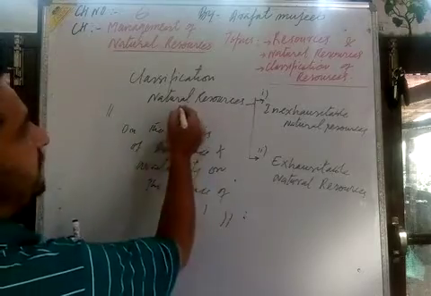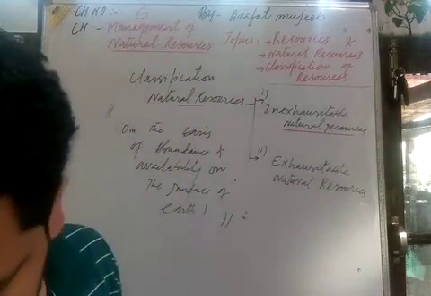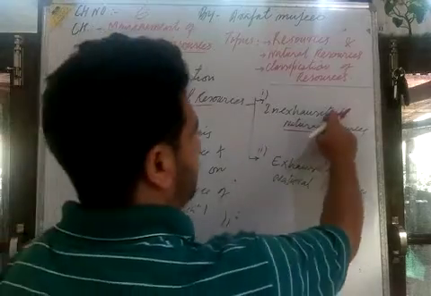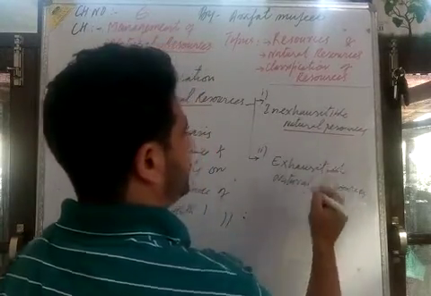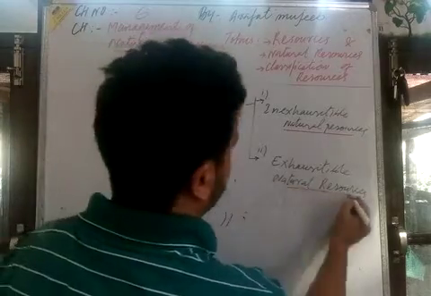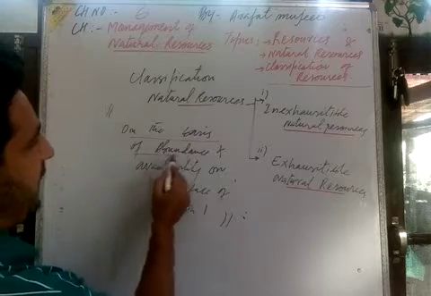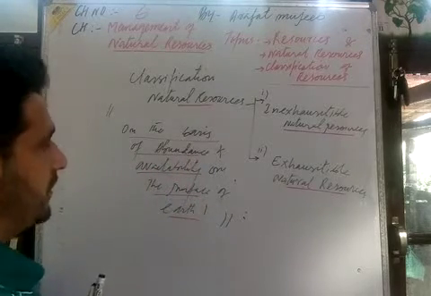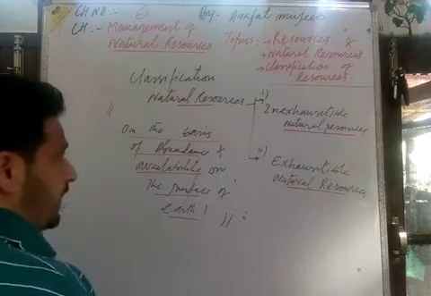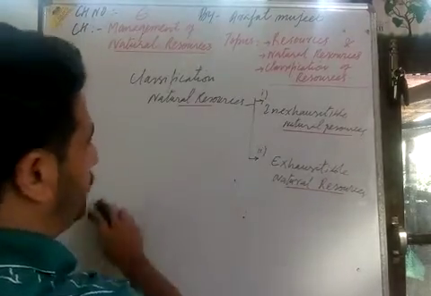Now we can classify the natural resources into two. One is the inexhaustible natural resources, the other is the exhaustible natural resources, on the basis of abundance and availability on the surface of the earth. Then we will separately define the following.